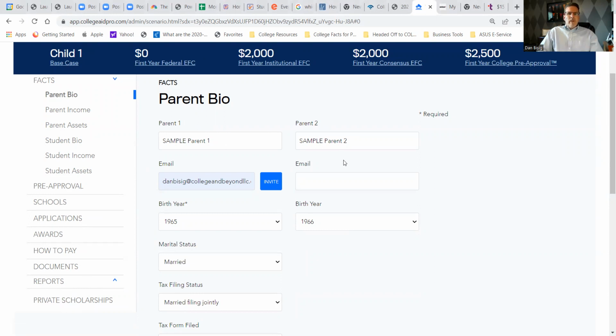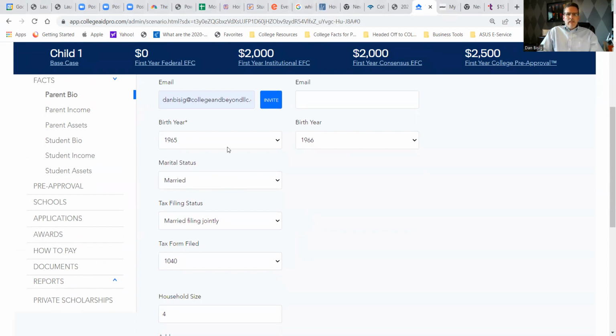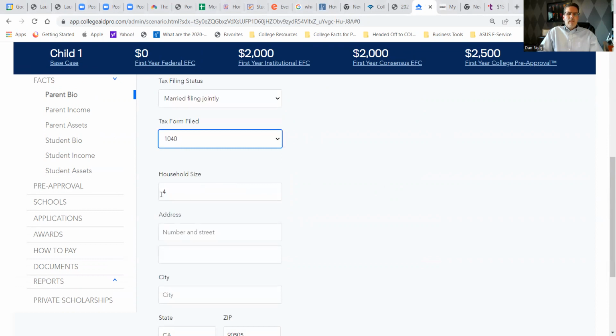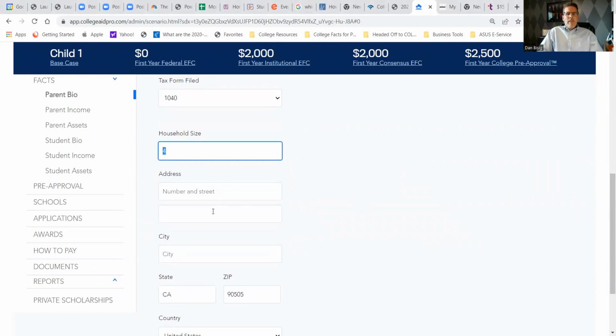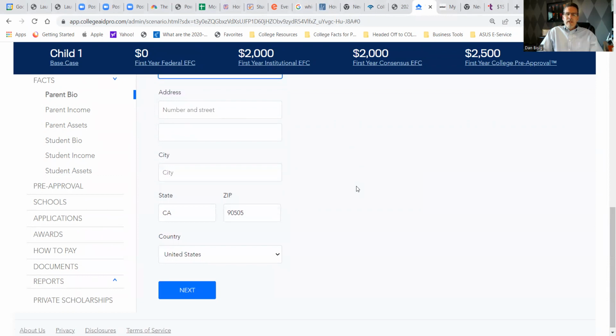So this very first page is strictly mom and dad's details, okay? And in this case, I'm just saying that the parents, one was born in 65, the other in 66. This is a married couple filing joint tax return. You can see that there's separate as well in here. The kind of tax return that they complete should be a 1040 in most cases. How many are in the household? In this case, we're going with 4. And then definitely put your address and details in here because the program does look at whether you're an in-state student or an out-of-state student when it comes to financial aid and in the calculations.